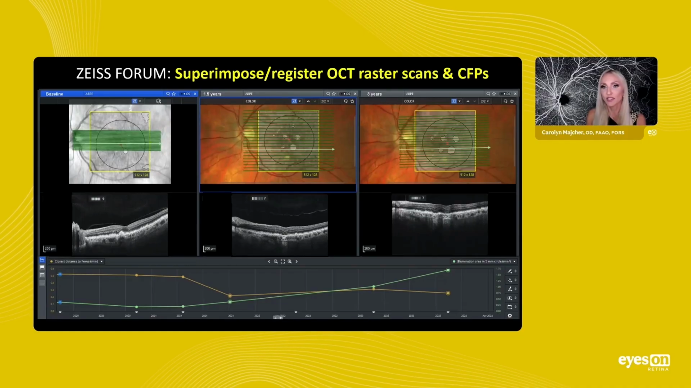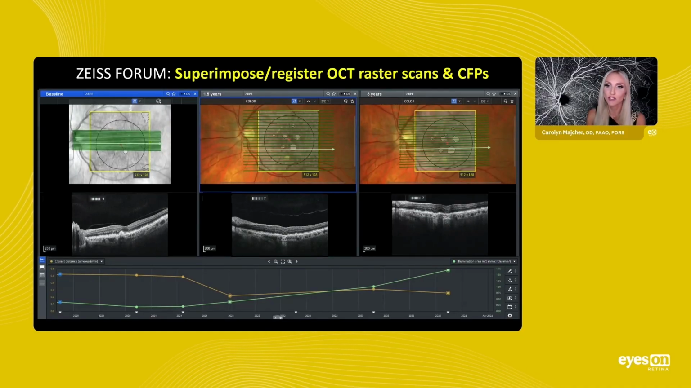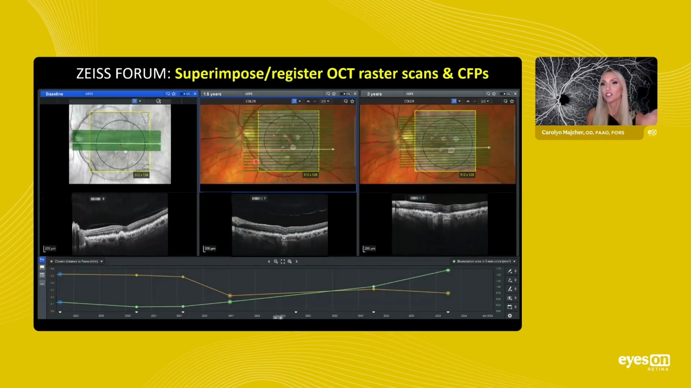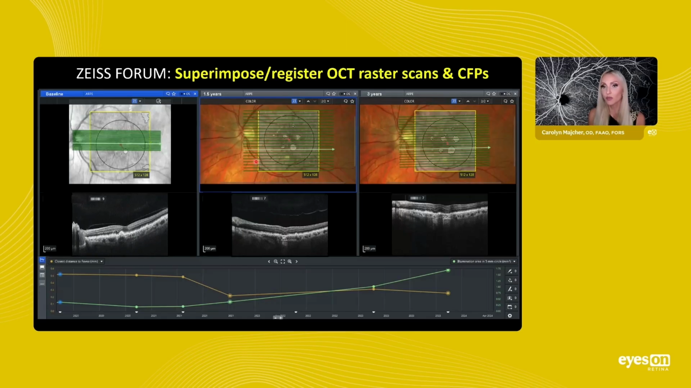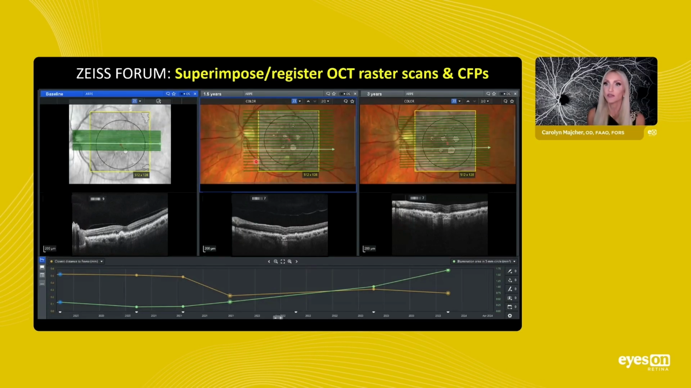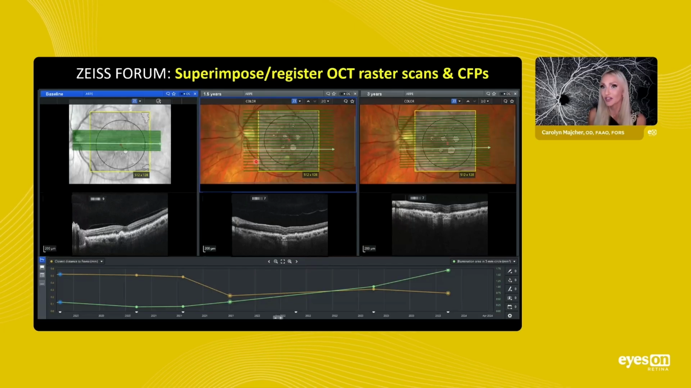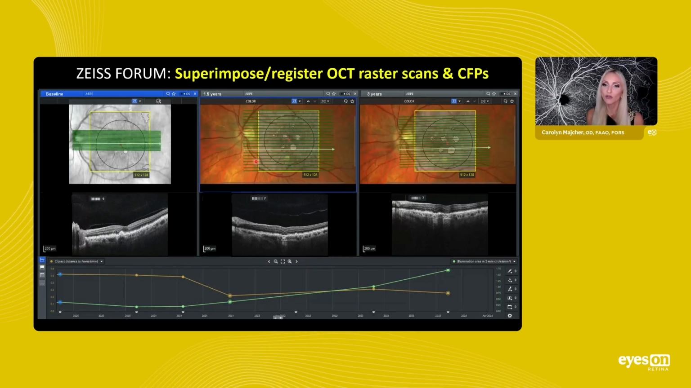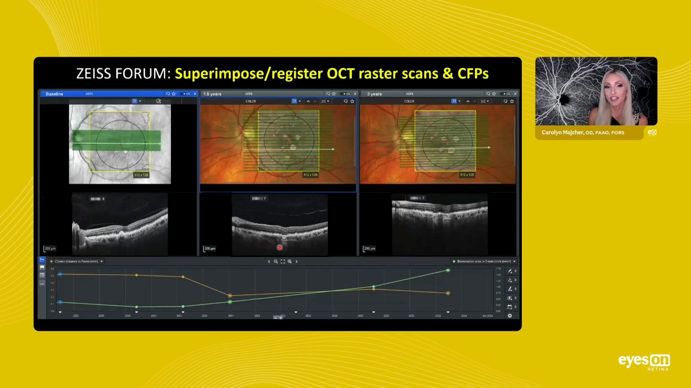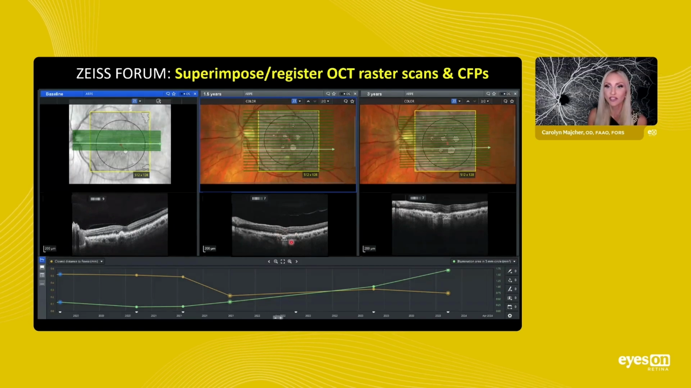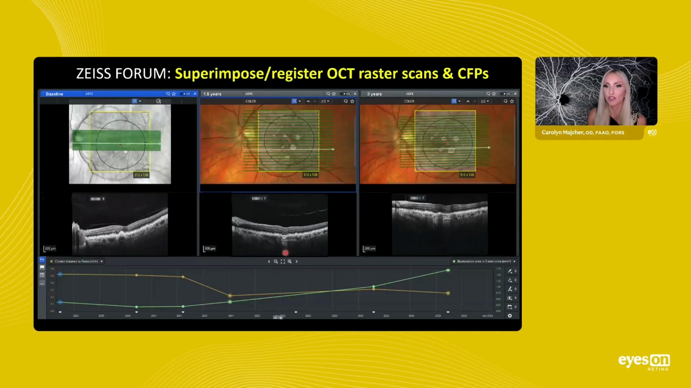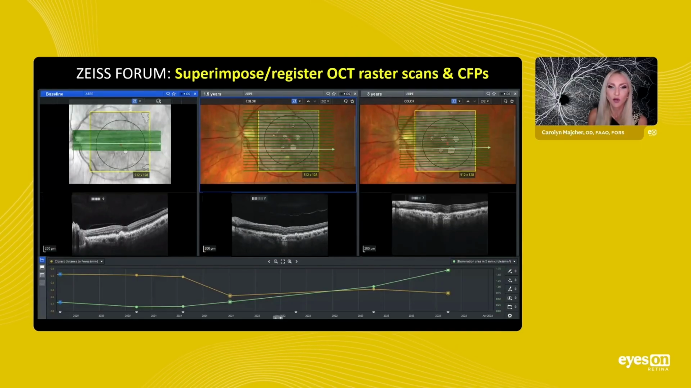Within ZEISS Retinal Workplace, we can also superimpose and register OCT raster scans and color fundus photography on top of what we're viewing in this workplace. So this really allows us to ensure that the delineation of these geographic atrophy areas has been accurate and allows us to correlate our OCT and clinical pathologic findings. And what I really like too is the addition of these higher resolution raster scans is going to allow us to detect some of these earliest areas of geographic atrophy possible, so we can make sure we refer these patients promptly for therapy.